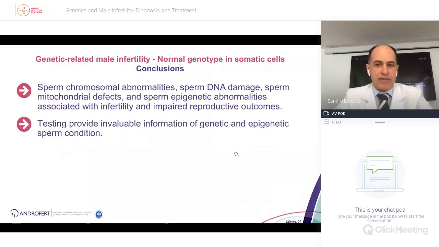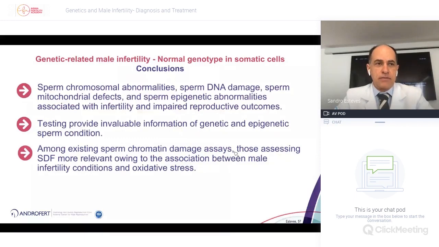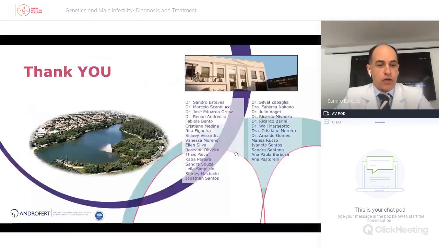Among the tests available for sperm DNA fragmentation, the TUNEL assay, SCSA, sperm chromatin dispersion test, and the COMET assay are more relevant owing to the association of these test results with conditions affecting the DNA, in particular those related to oxidative stress. The clinical utility of these tests has been confirmed in specific clinical scenarios, and importantly for us, the test results could guide the clinical management. So it's important to look at these aspects as well.